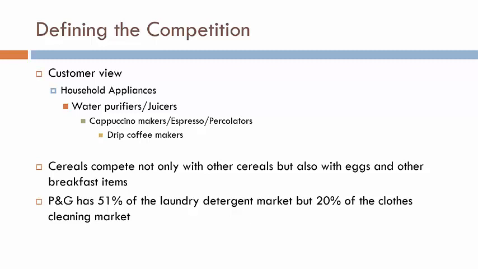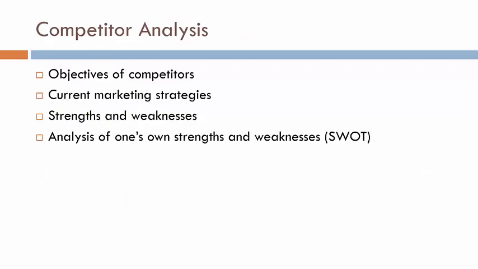Once we define different levels of competition, it's critical to anticipate their actions. Why are we doing this exercise? Why do we care about understanding competition? Because at the end of the day, the whole idea is to anticipate their actions, because our best response depends on what our competitors are doing in the market. To do this, we need to understand the objectives of our competitors. We also need to understand their current marketing strategies, their strengths, their weaknesses, and also our own company's strengths and weaknesses relative to the competition, which is what is called the SWOT analysis.